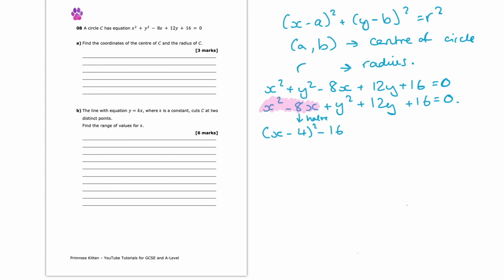So then we're going to do the same thing now with the y's. Just to highlight those, just to make them pop. So we've got y squared plus 12y. We are going to halve the 12, so we're going to have y plus 6 squared. And then we subtract that 6 squared, so we're going to subtract 36. And then we've got plus 16, which came from the original equation that they gave us. And I just plonked that on the end there.